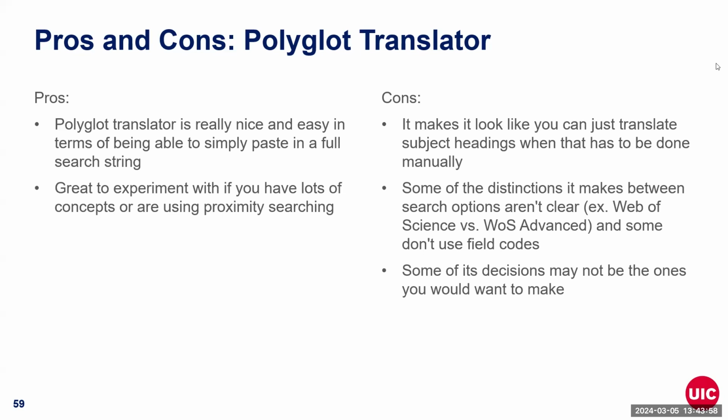Some of the distinctions it makes for search options weren't very clear to me. So there's one for Web of Science versus Web of Science Advanced. I think there were two for Scopus, two for PubMed, and sometimes I wasn't seeing any information on when should you pick which. But some of them didn't use field codes. And some of the decisions may not be the ones that you would want to make because it's automating, it's applying the same logic to everything.